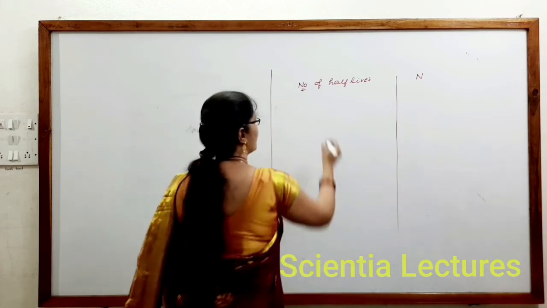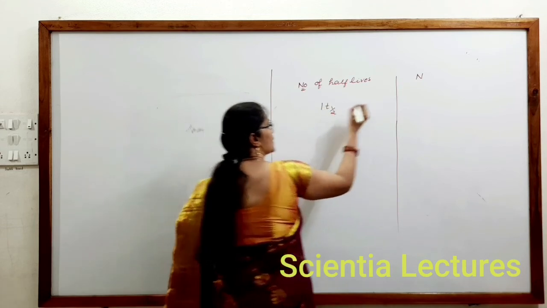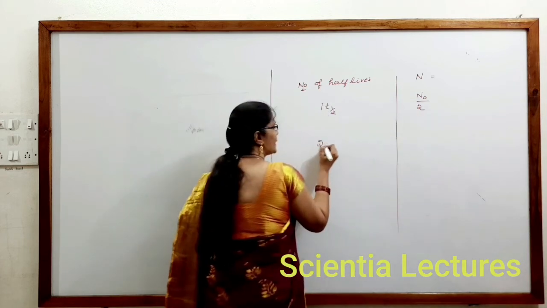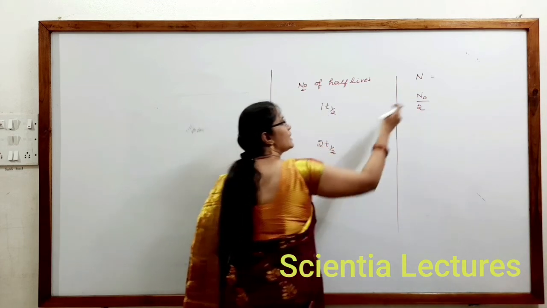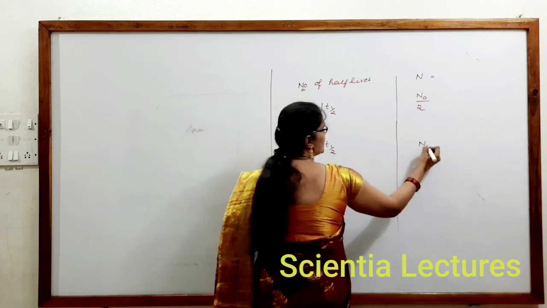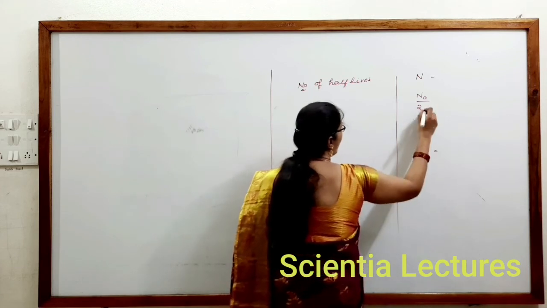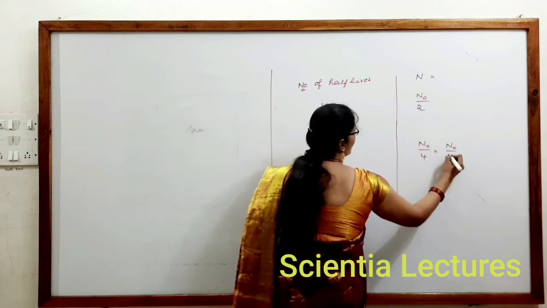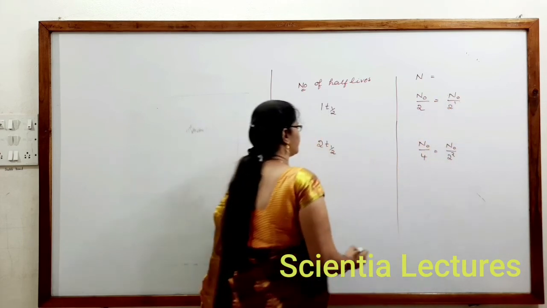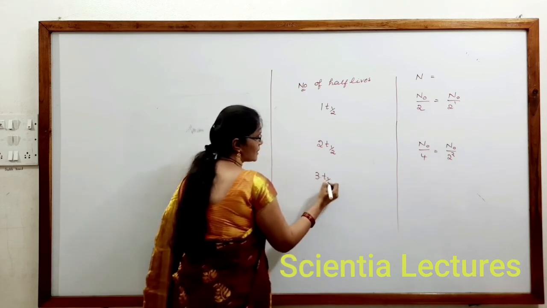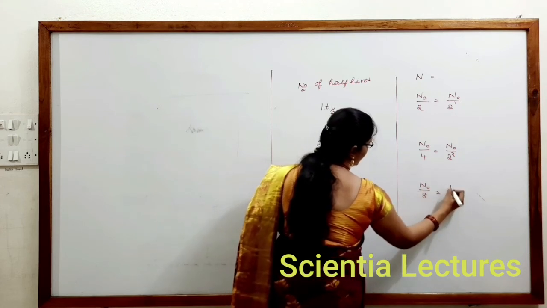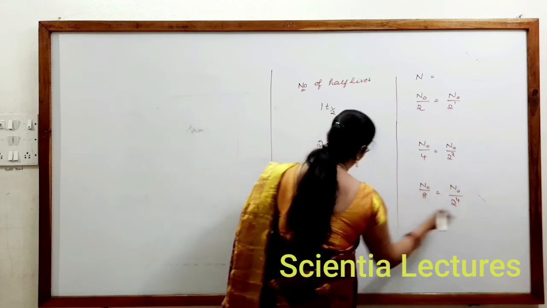Number of half-lives. In the first T half, what is the remaining amount? N naught by 2. In the second T half, what is the remaining amount? Half of this would remain, because for the second T half this is the initial amount. This is N naught by 4, which is half of this, N naught by 2 square. This could be written as N naught by 2 power 1. In the third T half, what is the remaining amount? Half of this, that is N naught by 8, which is equal to N naught by 2 power 4.